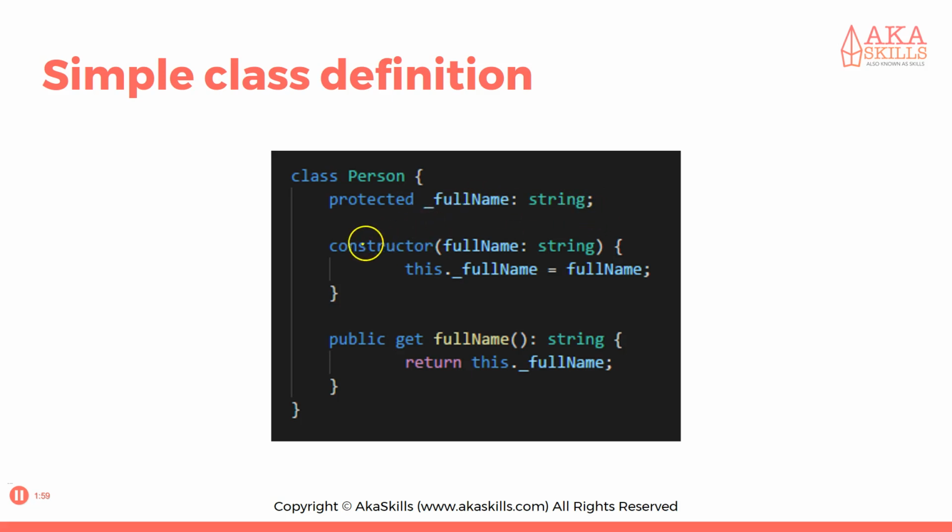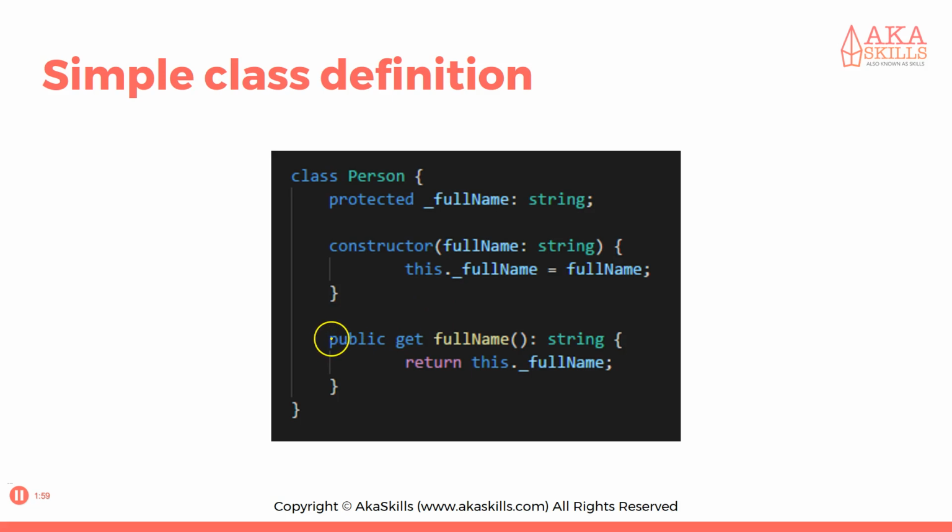After that, I have a constructor, and I'm saying this constructor has fullName, which is of type string. And what I'm doing inside this, well, I'm just setting this field to the value that we receive from the constructor. So this._fullName is equal to fullName, so to this one.